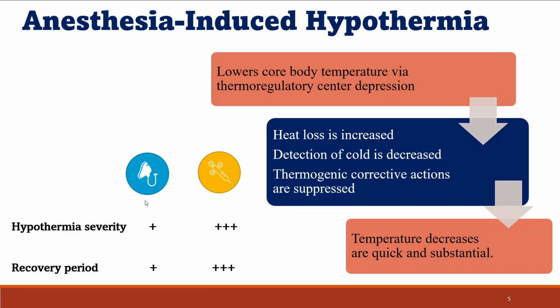Moreover, the cool anesthetic gases, which are usually used in a high flow anesthesia system, also contribute to animal hypothermia by respiratory tract cooling. So, all these major factors lead to a substantial and quick drop in body temperature. The first and foremost is that the animal loses heat immensely at a very rapid rate. Second, the detection of the cold is decreased. And third, the thermogenic corrective actions are suppressed.